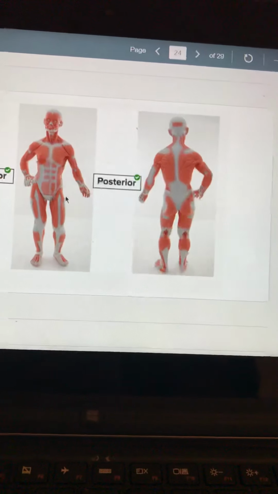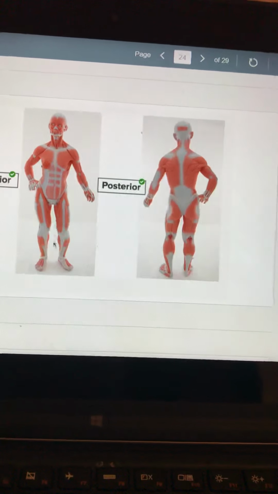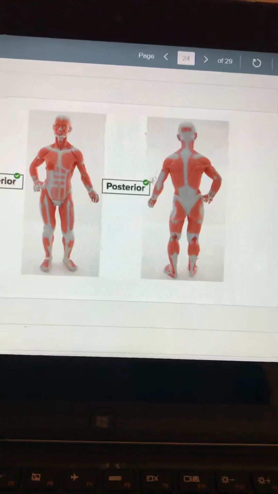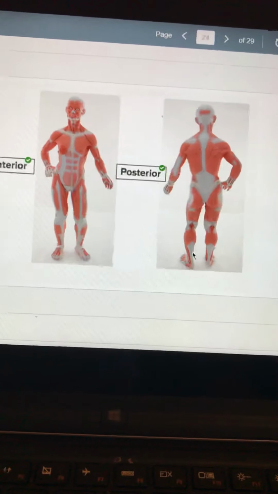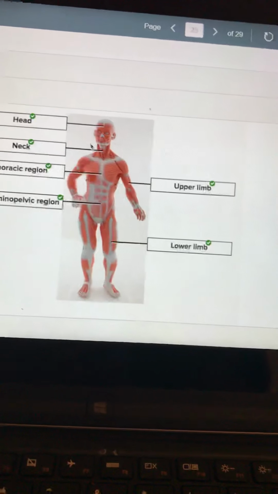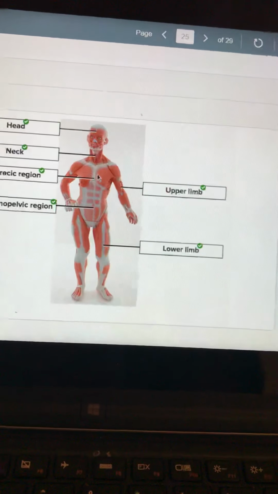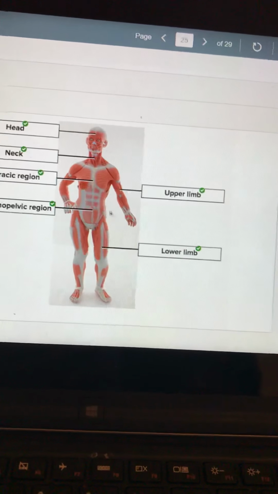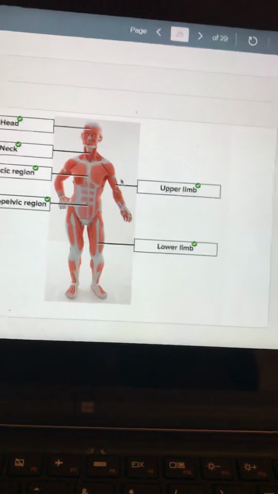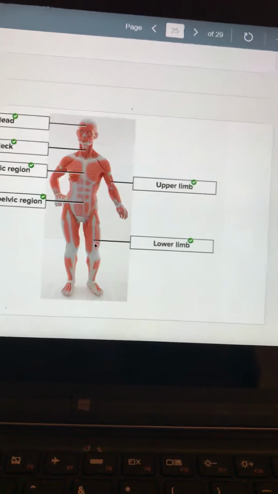Continue. So the front of the person will be the anterior, and behind will be the posterior. This is the head, the neck, the thoracic region. This is the abdominal pelvic region. This will be the upper limb and the lower limb.